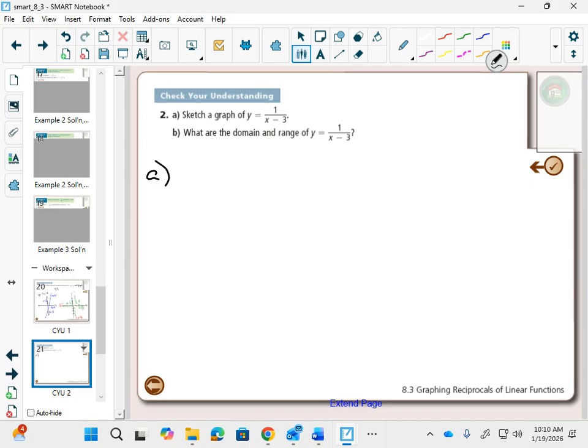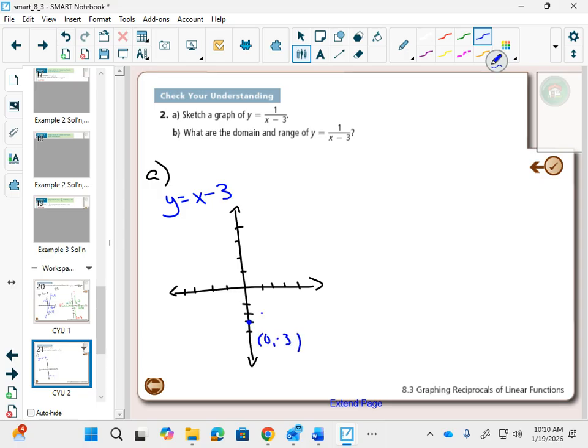So again, I would start by graphing y equals x minus 3 first. It's a straight line, and it has a slope of 1 and a y-intercept. So 0, negative 3, over 1, up 1, over 1, up 1. I would keep doing this until I found my x-intercept is at 3, 0. Here is the graph of y equals x minus 3.